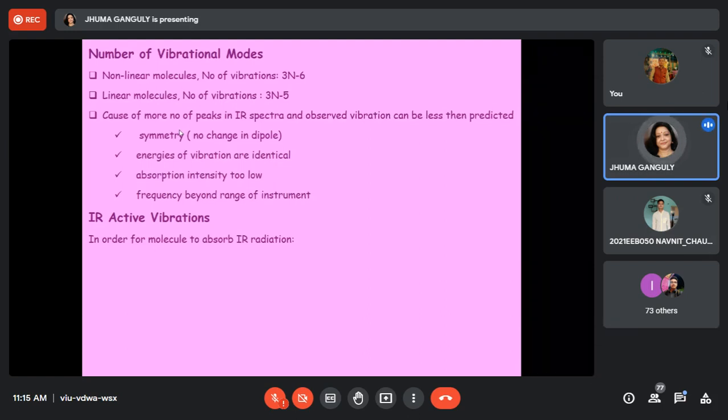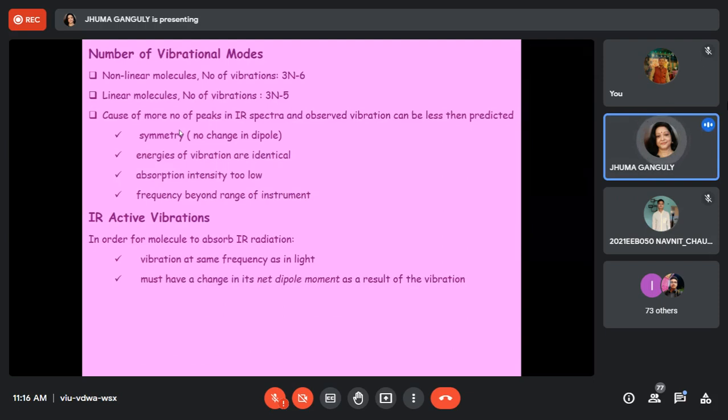Now, in order for a molecule to absorb IR radiation, the vibration at the same frequency as the light must cause a change in its net dipole moment. That is important. That is the criterion. The vibration should be at the same frequency, resonating in the presence of that light, and must have a change in total dipole moment; otherwise it is not called IR active.